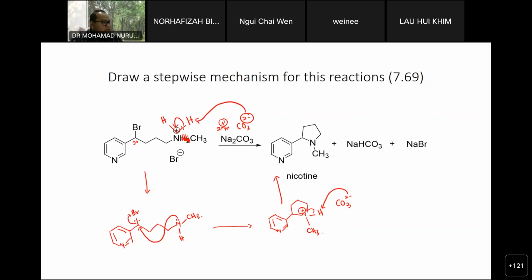For this one, we will give around 4 marks. One mark for the starting structure, this is 1 mark, this is the second mark, third mark. And make sure you draw the final product, which is another mark for you. If you don't draw the final product, you get only 1 mark. If the reaction is wrong, you only get 0 marks.